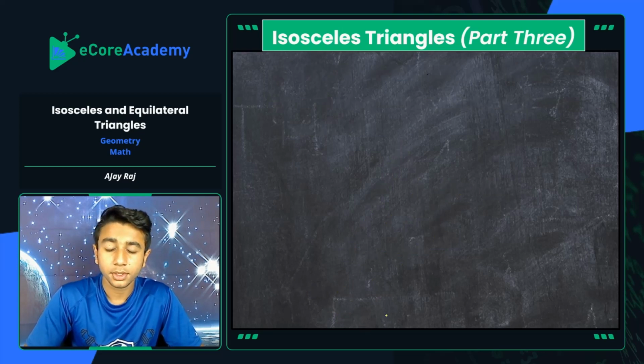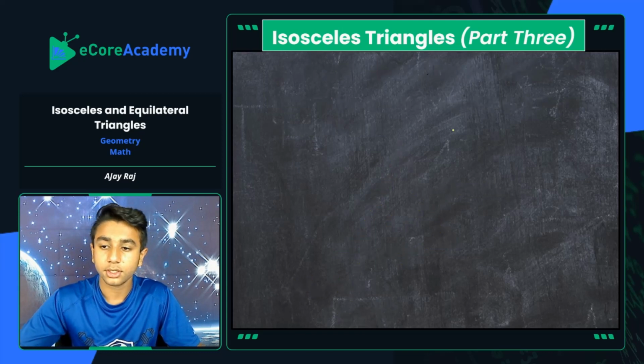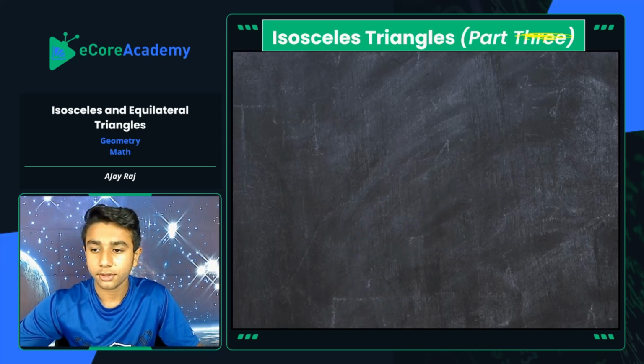Vertex angle. All right. Isosceles triangles part 4. That should say part 4. I apologize.